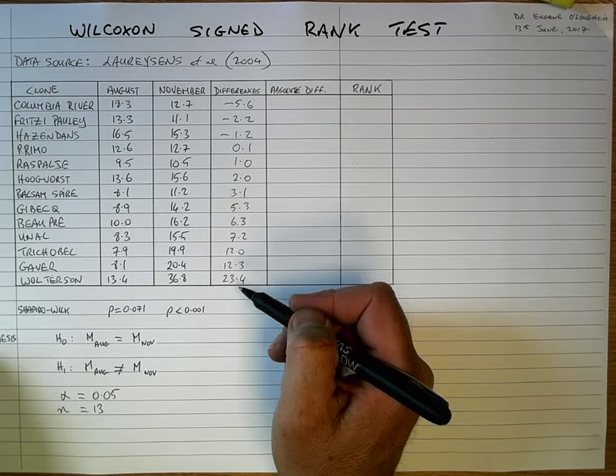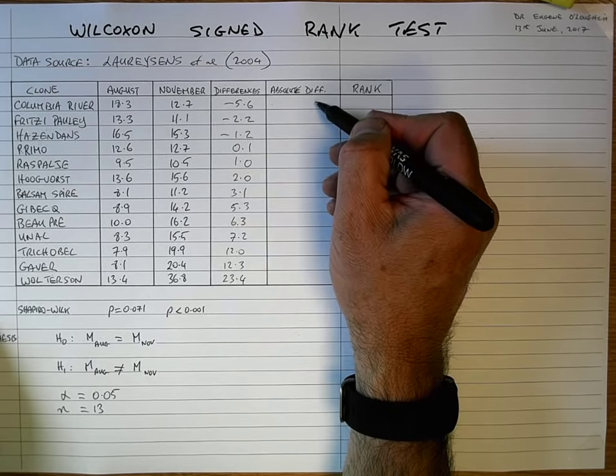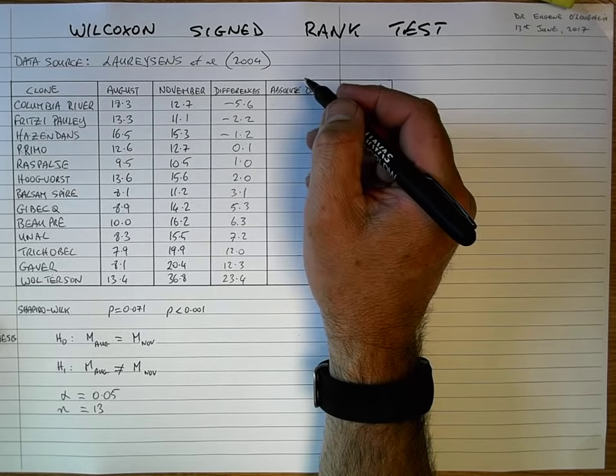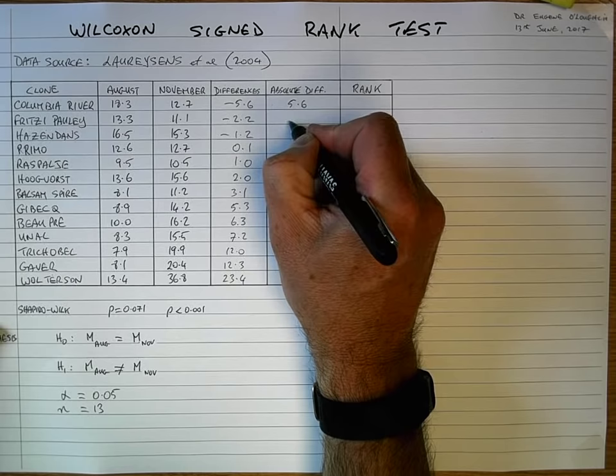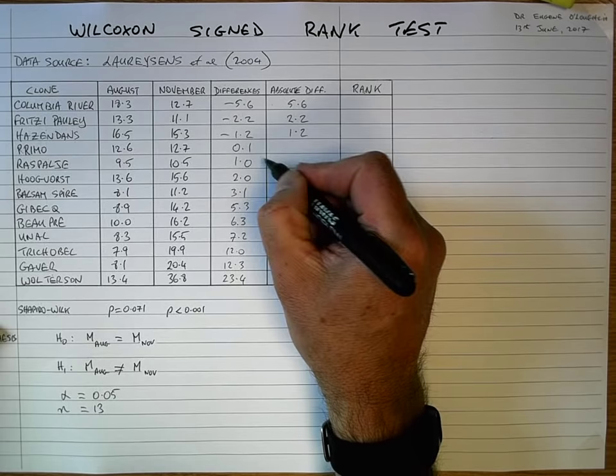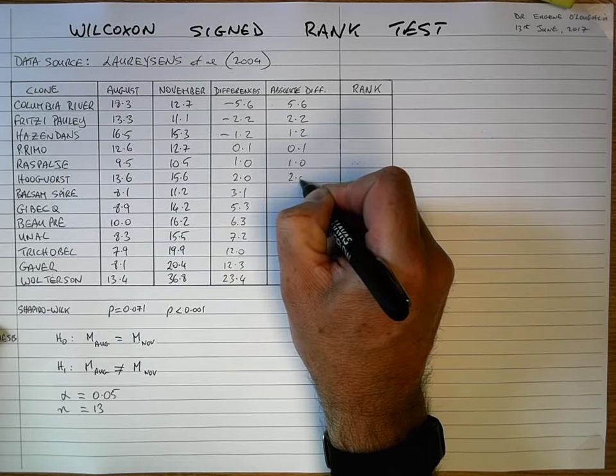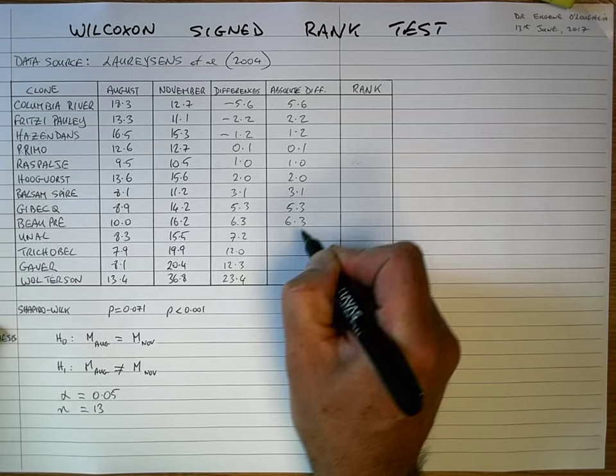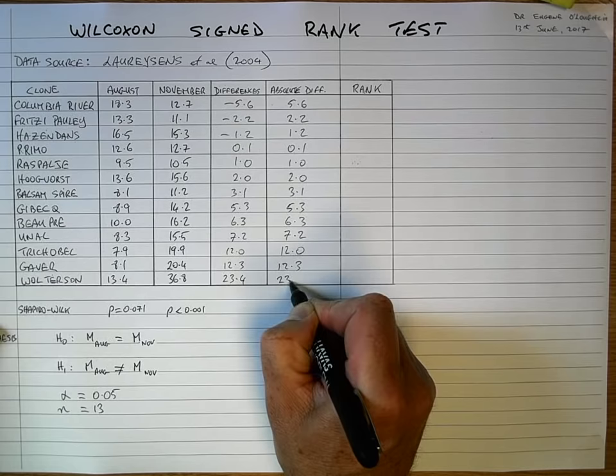And then in my next column, I just need to take the absolute difference, which is simply removing any negative signs that you see in this column. So the absolute value of minus 5.6 is 5.6. The absolute value of minus 2.2 is 2.2. The absolute value of minus 1.2 is 1.2. And the absolute value of all the positive values is the same as they are as far as the differences are concerned, so we've no minus sign here. So we're just going to write all of these out as we see them in our data. Our last absolute value is 23.4.